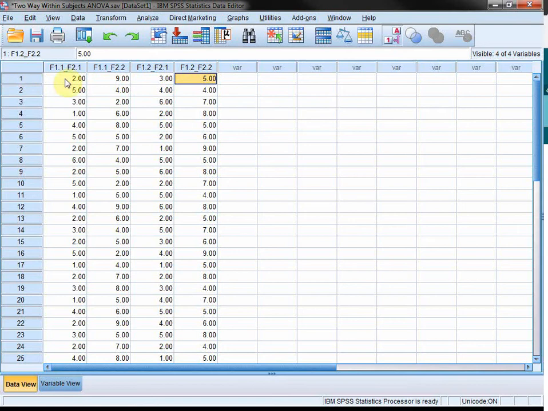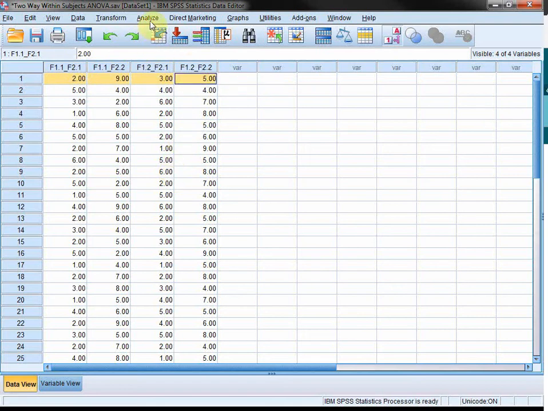So each participant has taken part in all of the conditions of the study, and you have to make sure that these have probably been fully randomized, so they may have taken part in a different order to eliminate any order effects. So that's how you would set up your data. You would probably label your factors according to the variables that are of interest to you. I've just labelled them like this so you can see the relationships between those factors and the levels.